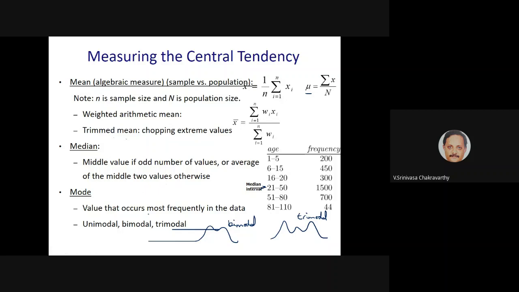Then mode is the value that occurs most frequently. The problem is, if you draw a distribution of the data, the peak of the distribution will be the mode. But when you have multiple peaks, then you have multiple modes. If there's only a single peak, your distribution is said to be unimodal. Two peaks, it is said to be bimodal. Three means trimodal, and so on.